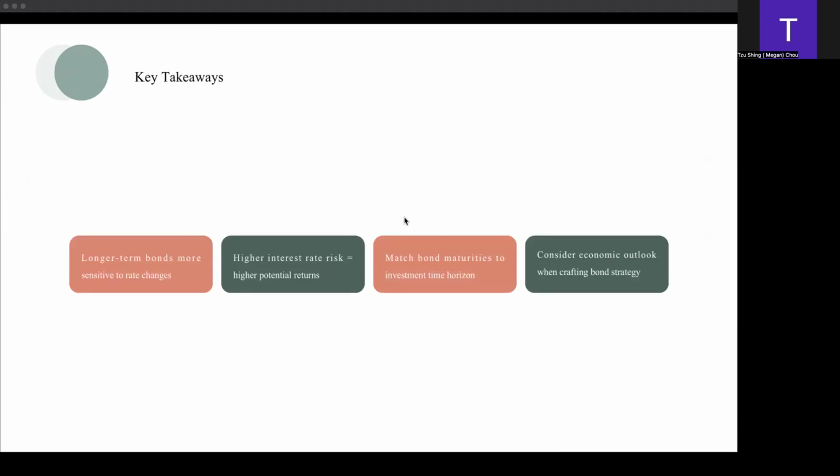To summarize our key points, longer-term bonds are more sensitive to interest rate changes, which means they carry higher risk, but also offer higher potential returns. It's crucial to match bond maturities to your investment time horizon, and always consider the broader economic outlook when crafting your bond investment strategy.